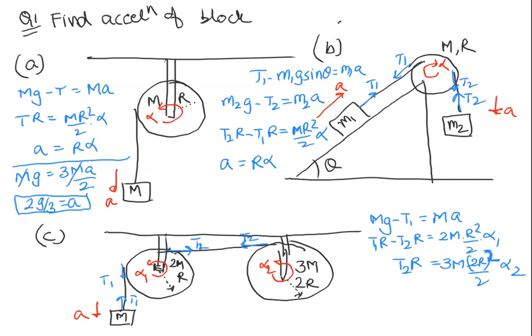The constraint relations will be A is equal to alpha 1 R. ये कैसे आया? इसका एक्सेलरेशन A है, इस पॉइंट का एक्सेलरेशन alpha 1 R है और इस पॉइंट का एक्सेलरेशन alpha 2 into 2R. So we also get alpha 1 R is equal to alpha 2 into 2R.